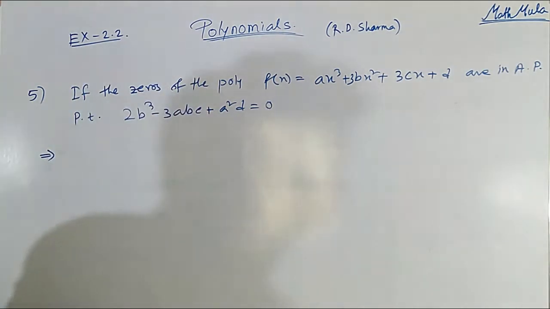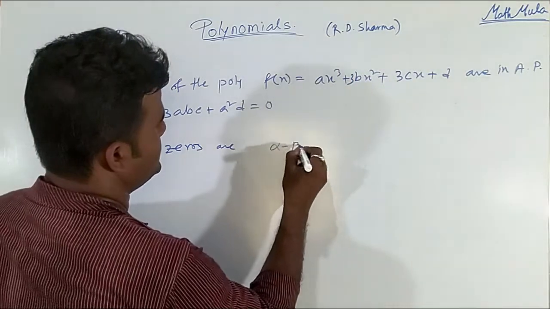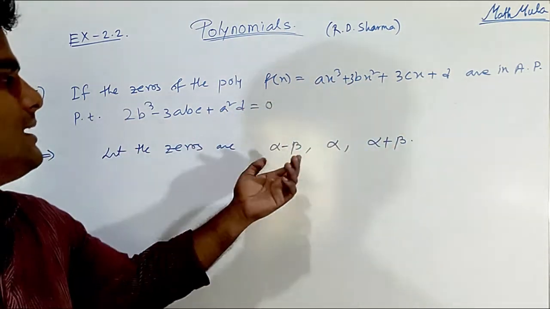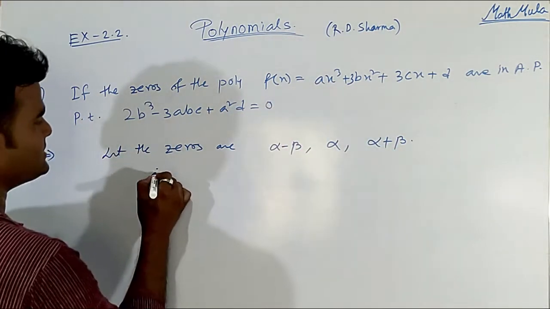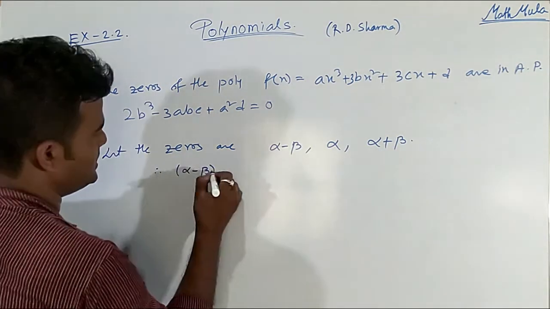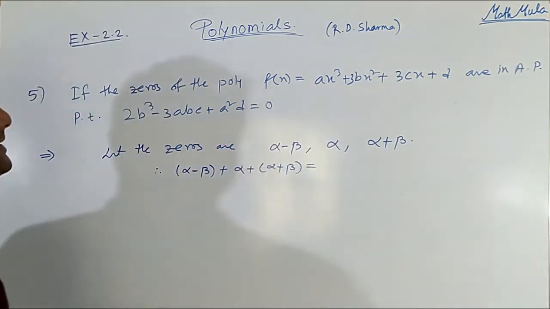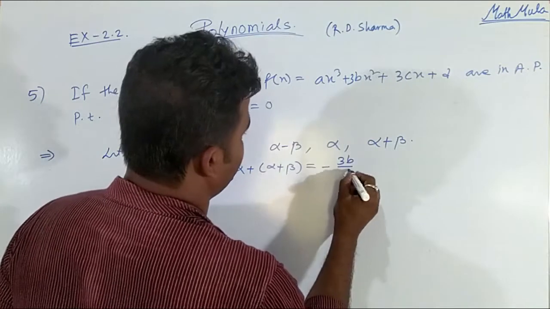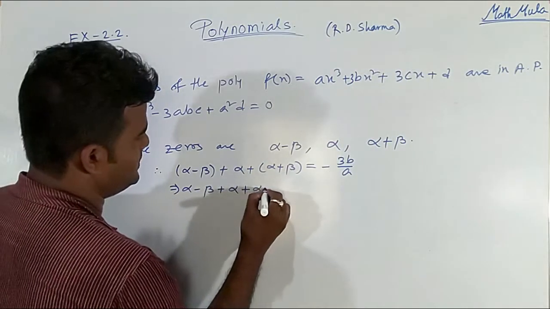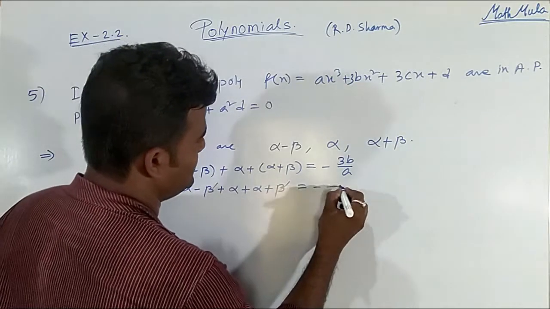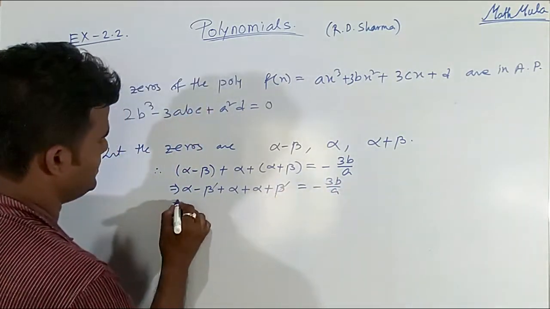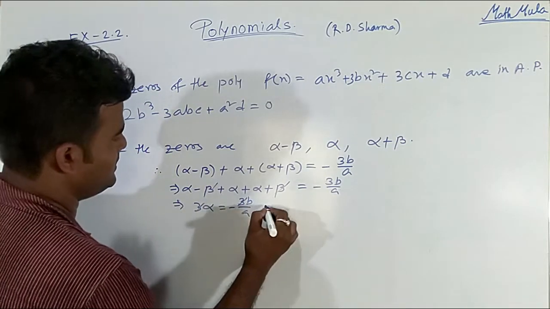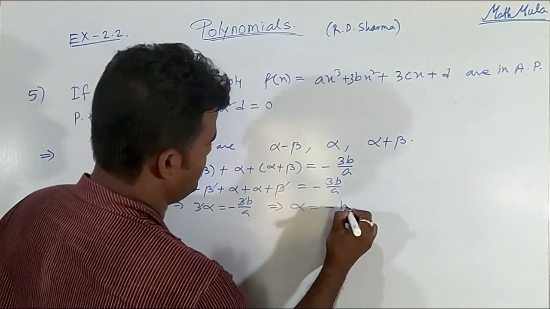The zeros are in AP. Let the zeros be alpha minus beta, alpha and alpha plus beta. Now a and d are already in there, so we let alpha and beta. Now for the first relationship between the zeros and the coefficients, we can write sum of the zeros is equals to minus b by a, that is minus 3b by a, that is alpha minus beta plus alpha plus beta. Now beta will be cancelled and this is equals to minus 3b by a. Now this is 3 alpha equals to minus 3b by a. Now 3 will be cancelled. Now this is alpha equal to minus b by a.